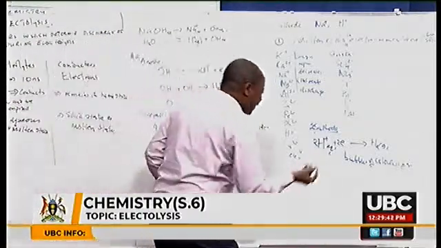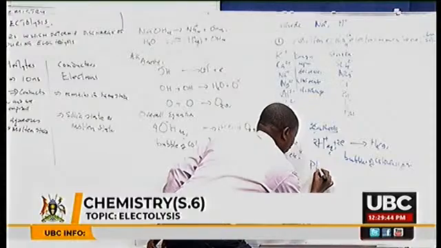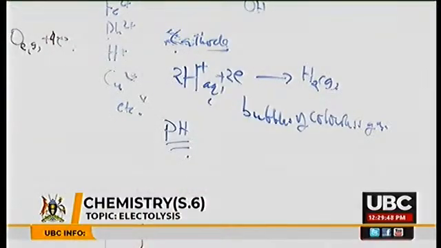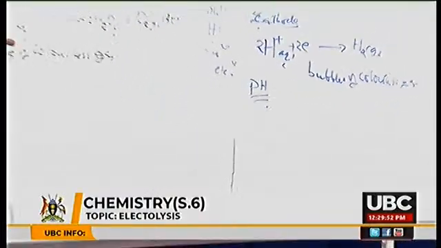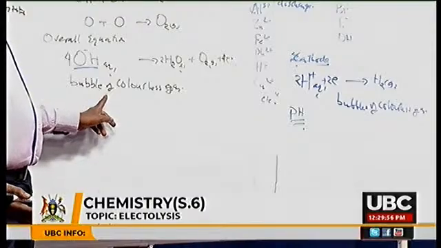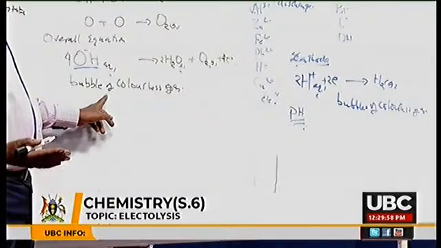So, what happens to the pH now? What happens to the pH of the solution? Here we said due to the discharge of hydroxyl ions, the pH of the solution decreases, because hydrogen ions increase.